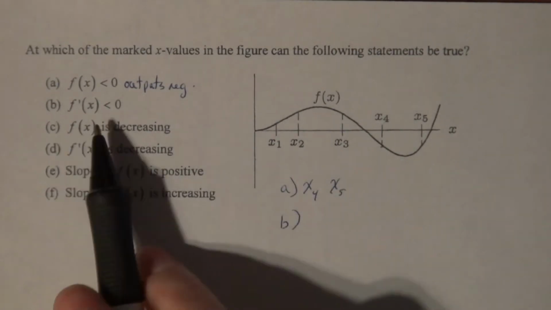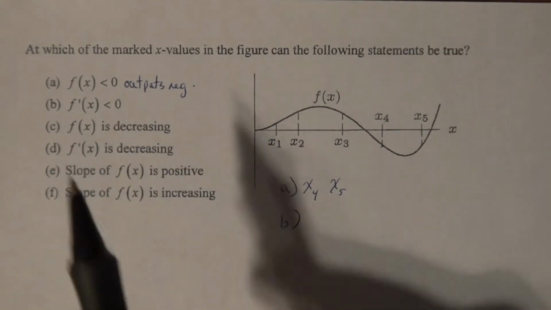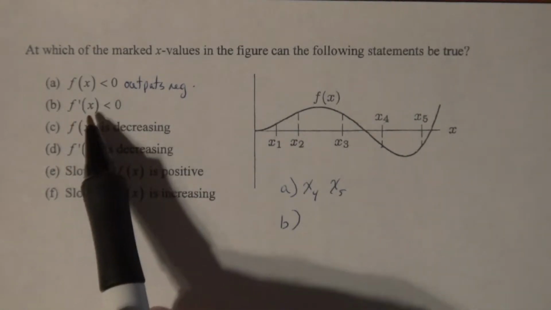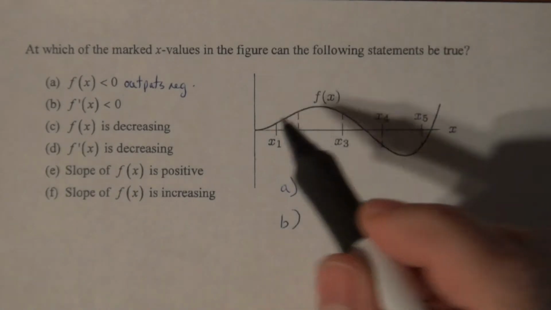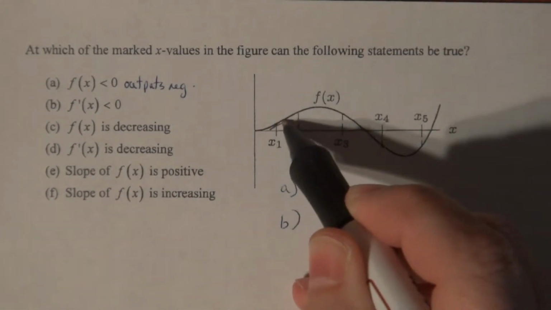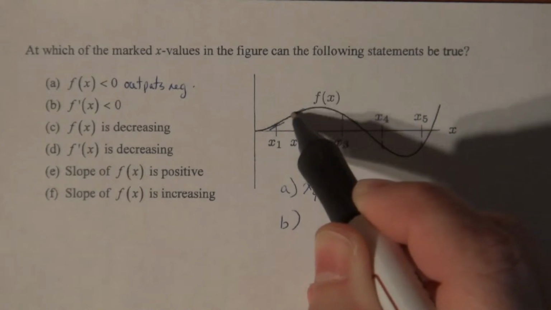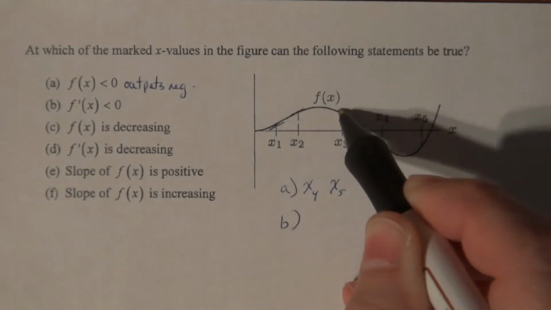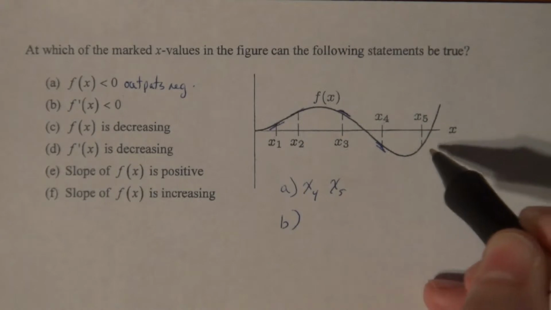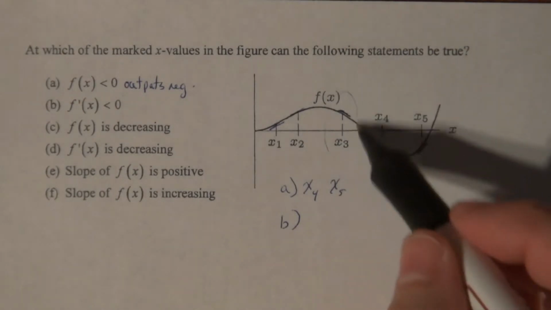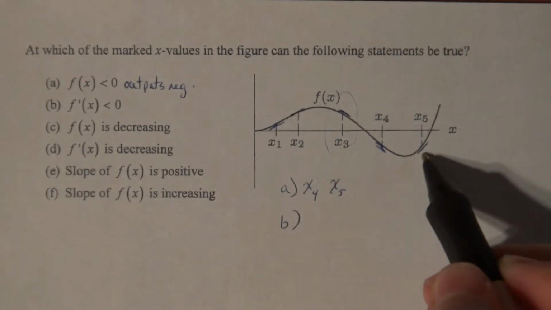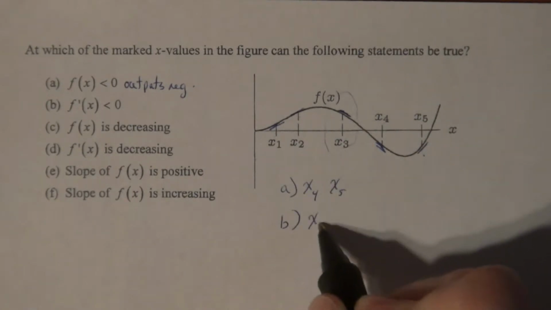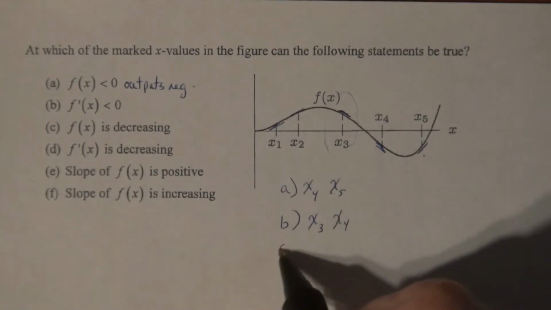B is f prime less than 0. That means where on f of x is the slope less than 0? Now if I look at each one of these and I put little slope marks, or tangent lines, right at each point, I'm looking for the ones that have negative slope, the ones that are less than 0. And it looks like that occurs here at x3 and at x4 only. Notice this positive slope, positive slope, positive slope. But negative slopes occur at x3 and x4.